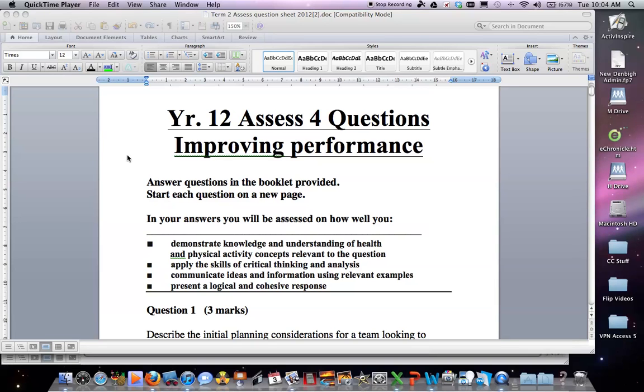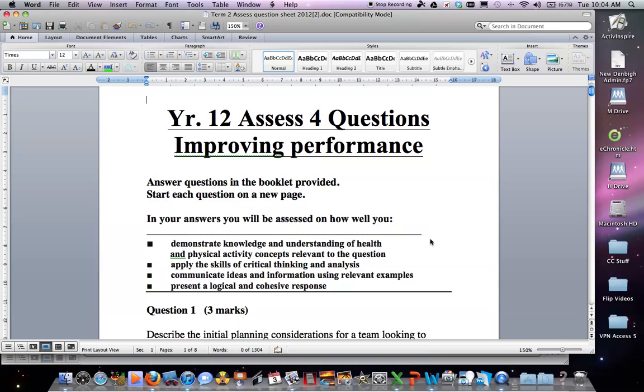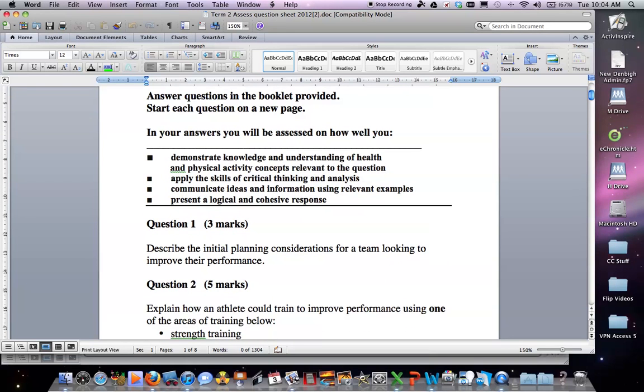We're now going to look at some review of the last assessment task from Term 2. And the first one we're going to look at is question 1. Question 1 was a 3-mark question. And the question read, describe the initial planning considerations for a team looking to improve their performance.